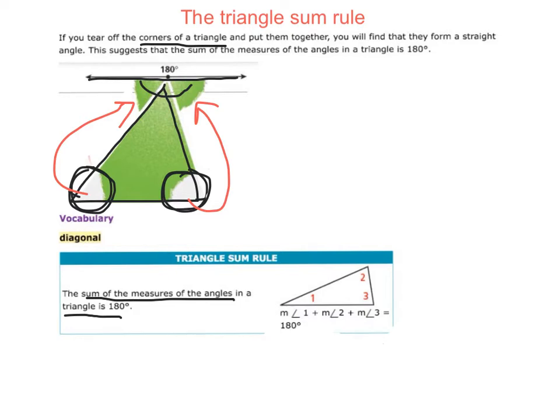So the triangle sum rule states that the sum of the measures of the angles in a triangle equal 180 degrees. So in other words, if I have this triangle here, and I add up angle 1, 2, and 3, it will equal 180 degrees. The sum of all 3 angles in a triangle equals 180 degrees. And that's a helpful leaping point to help us understand the total sum of all the angles in all polygons.